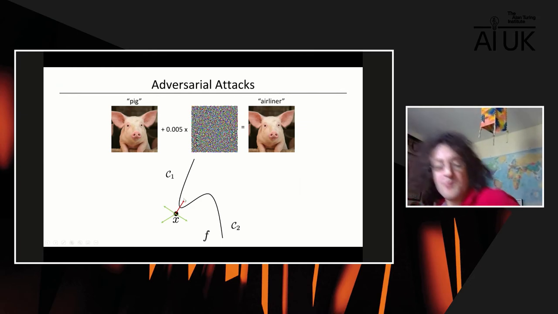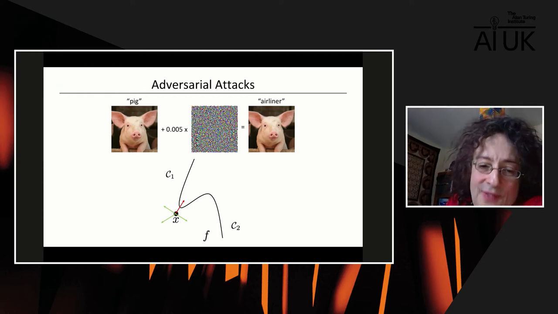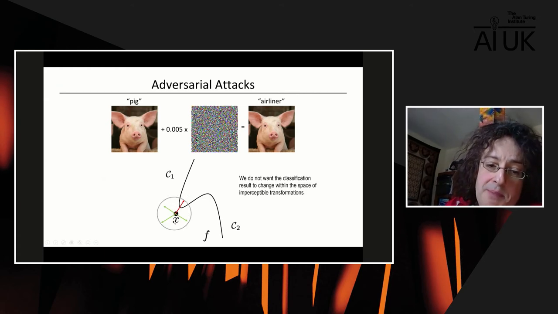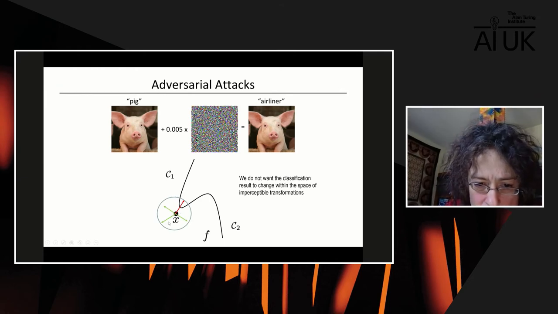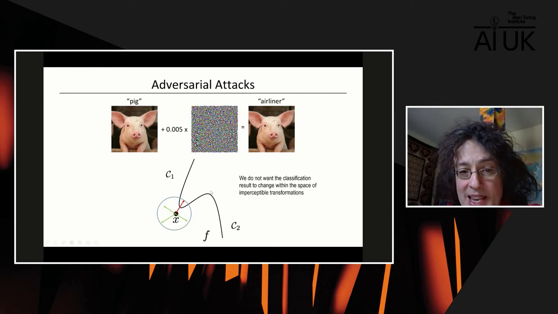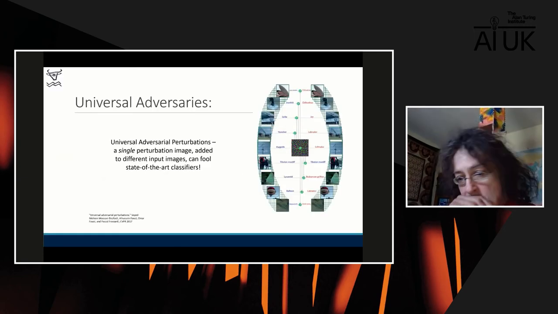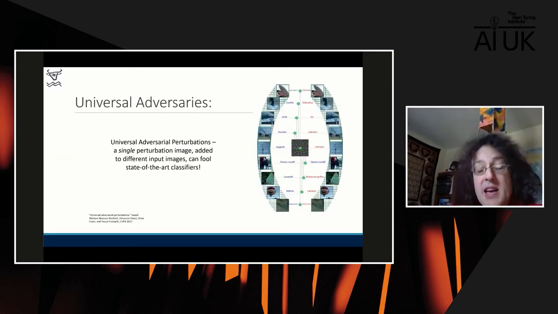If this is an imperceptible noise, then this boundary is probably not very good. You probably wanted the boundary to be a bit further away. So you could imagine all of these are imperceptible noises which you add to this point here, and you'd probably say all of these should also take the same classification. We'll come back to that a bit later when we look at how people defend against these sorts of problems.